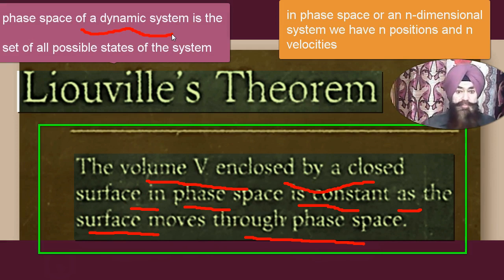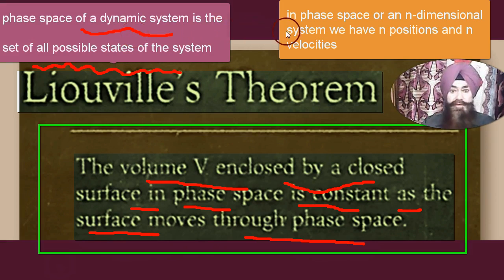Phase space is a space of a dynamic system. Do you know what the phase space of a dynamic system is? Dynamic means a system in which some particles are moving. That's called a dynamic system. The phase space of a dynamic system is the set of all the possible states of the system, meaning all possible states. Those states describe the dynamic system at any time.